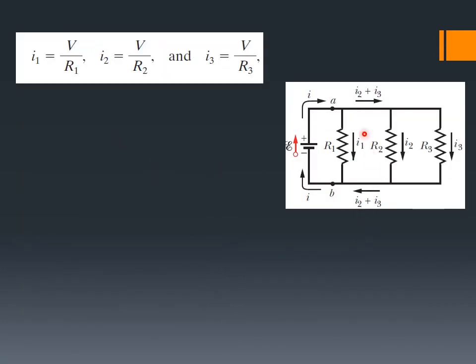Now, the current I1, how much will it be? V is the potential difference, which is the same for all resistors, but R1, R2 and R3 are different. So I1 will be equal to V over R1, I2 will be equal to V over R2 and I3 will be equal to V over R3.